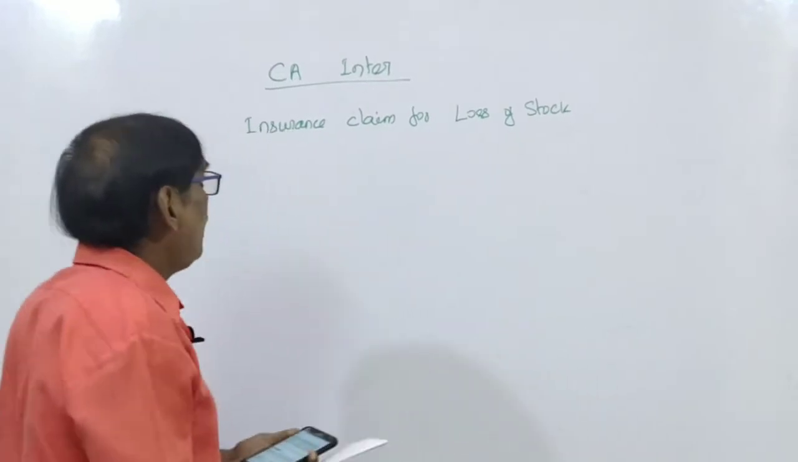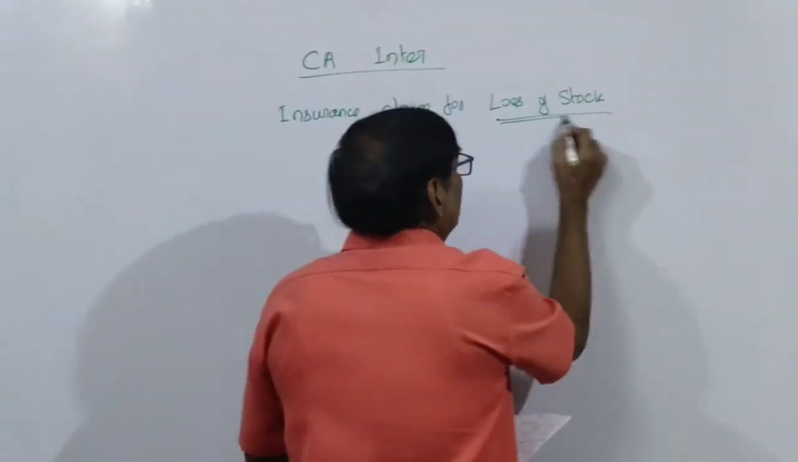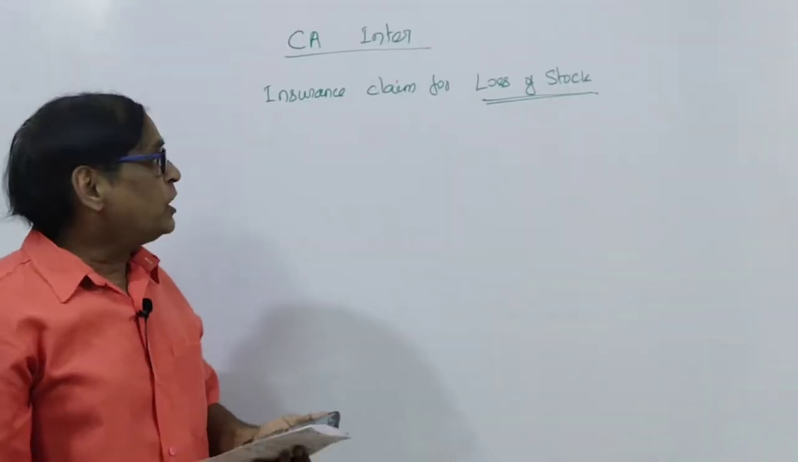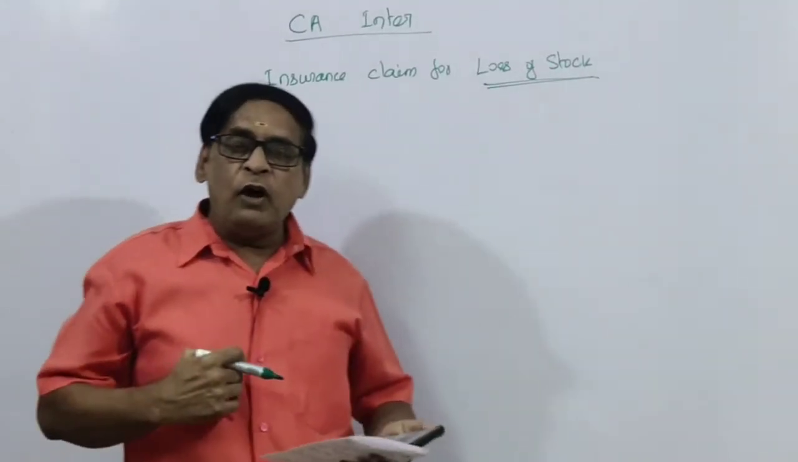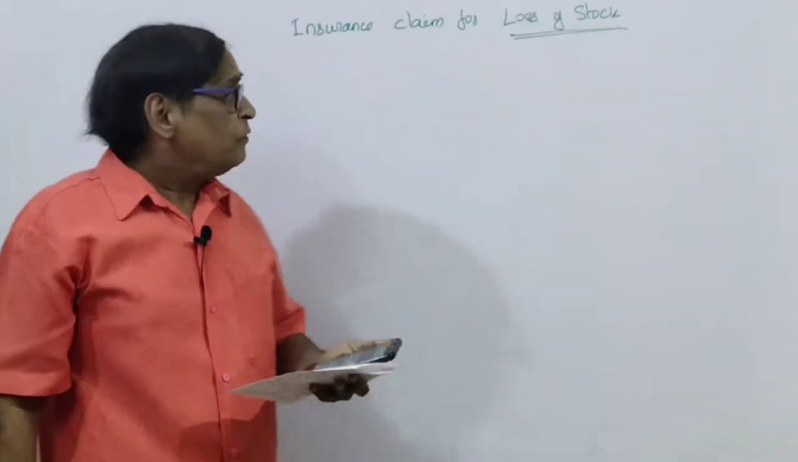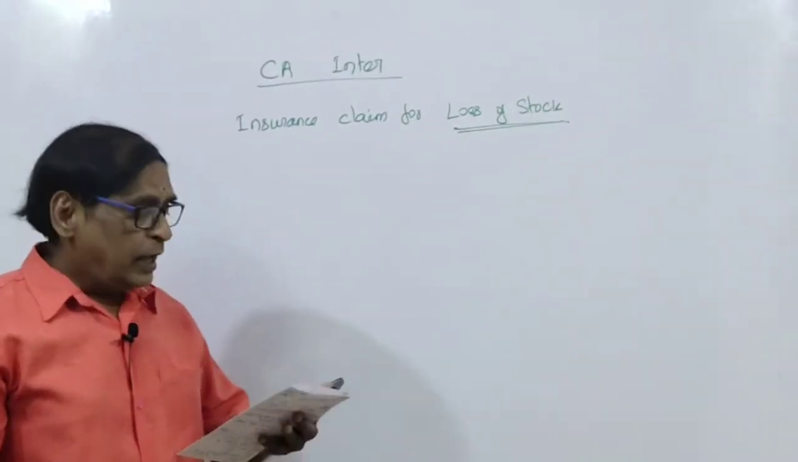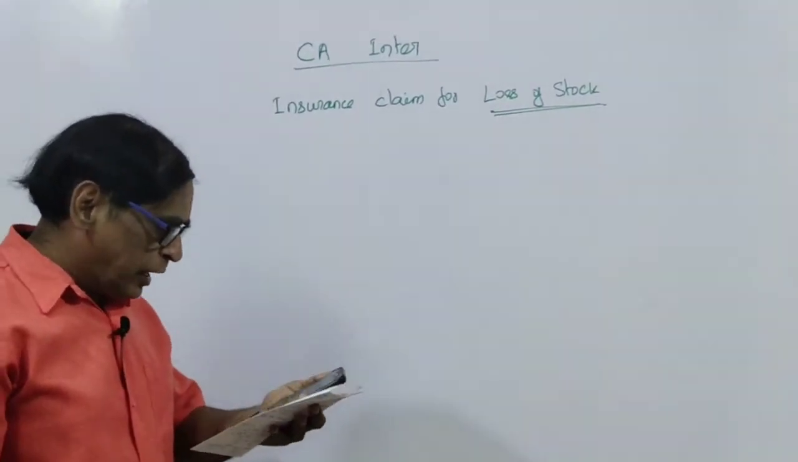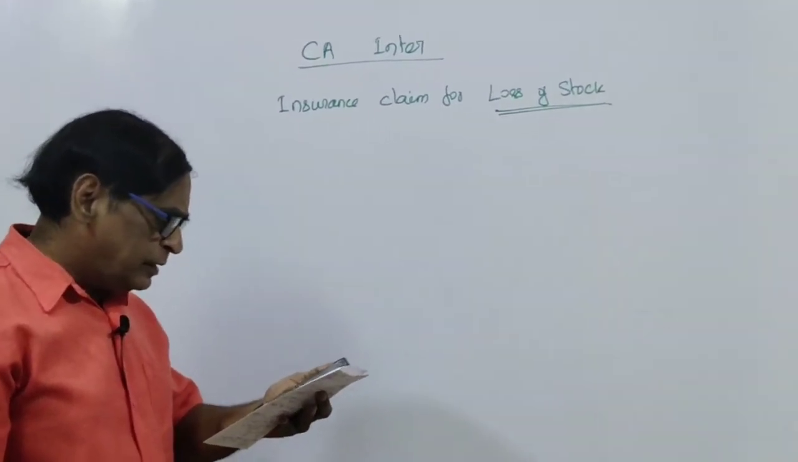In case of loss of stock, how to claim insurance claim from the insurance company? First of all, we have to prepare the memorandum trading account. First, when the accident occurred, you have to see that the fire has occurred.